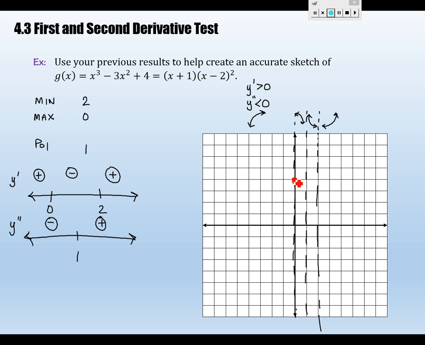It's factored for me, so I might use that to my advantage to try and draw this nicely. We found that there was a minimum at 2, a max at 0, so those actually correspond to the max and the min. And the point of inflection was at 1.